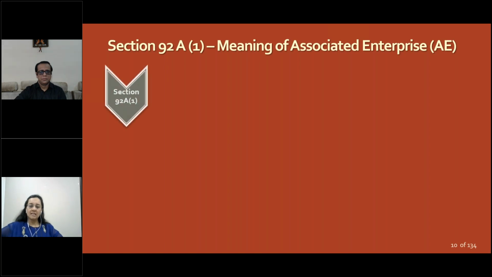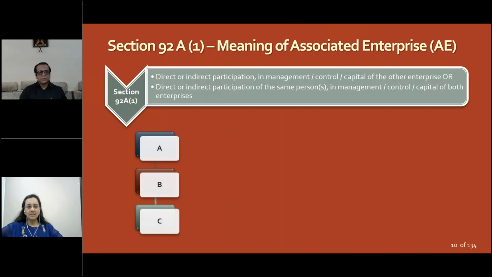Now 92A is the meaning of associate enterprise. So 92A says that where there is a direct or indirect participation in either management, control, or capital of one enterprise, or there is a direct or indirect participation of the same person in the management, control, and capital of both enterprises, then such enterprises will become associate enterprises or AEs. This is a very wide definition, if you will see, because management, control, and capital is not defined under 92A(1), which means that if any enterprise has management, control, and capital in another enterprise, they will become AEs.